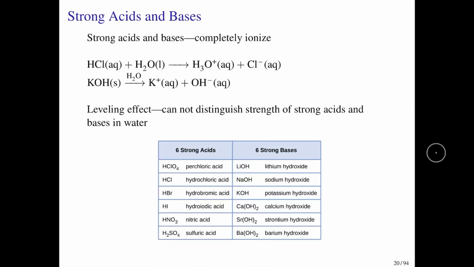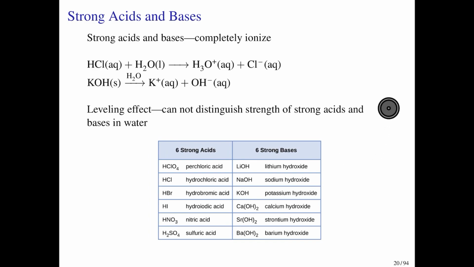Recall from a previous discussion that there are strong acids and bases that completely ionize in water. Two examples are given here, and then I'll draw your attention to the table at the bottom, which contains a list of 6 strong acids and 6 strong bases. And these acids and bases should be committed to memory. You need to know that they are the strong acids and strong bases, and that any other acid or base that you encounter may be regarded as weak because it's not on this list.